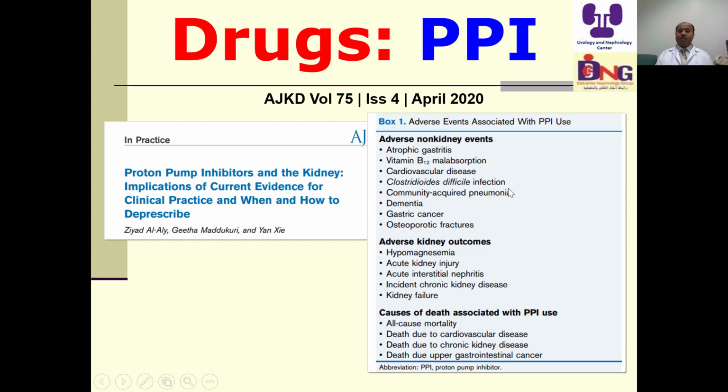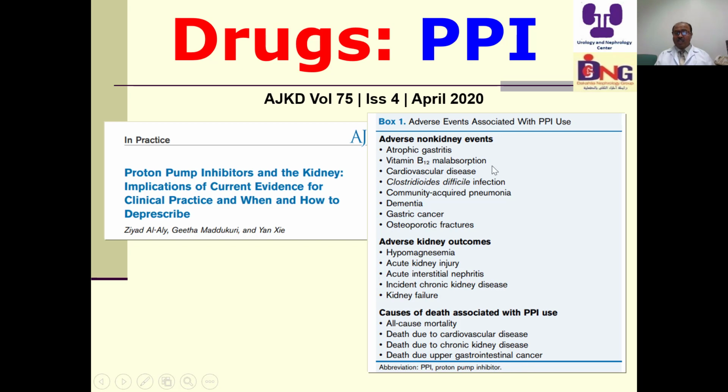So this is the list of adverse events of proton pump inhibitors, including non-kidney events like atrophic gastritis, vitamin B12 malabsorption, cardiovascular disease, Clostridium difficile infection, community-acquired pneumonia, dementia, gastric cancer, osteoporotic fracture. So all these are non-kidney events. Adverse kidney outcomes include electrolyte disturbance, hypomagnesemia, especially for patients using diuretics or having malabsorption, acute kidney injury, acute interstitial nephritis, incident chronic kidney disease, kidney failure, and the progression of chronic kidney disease. All these are side effects of this drug. Causes of death associated with proton pump inhibitor use: all-cause mortality is increased, death due to cardiovascular disease, death due to chronic kidney disease, death due to upper gastrointestinal cancer.